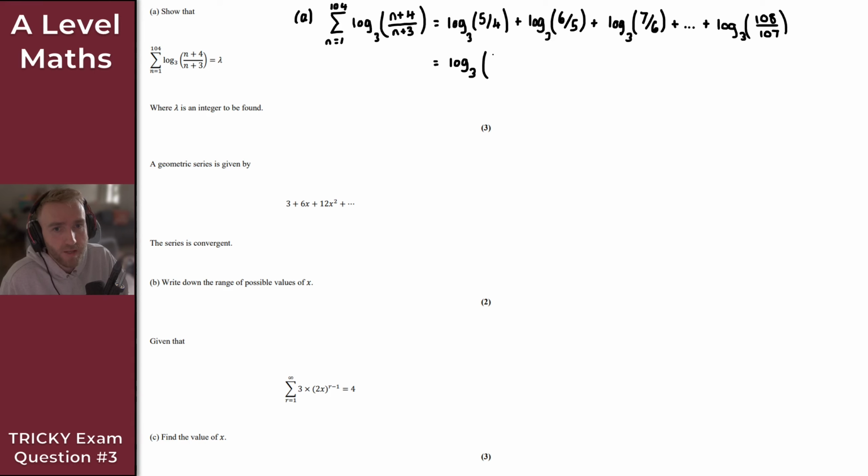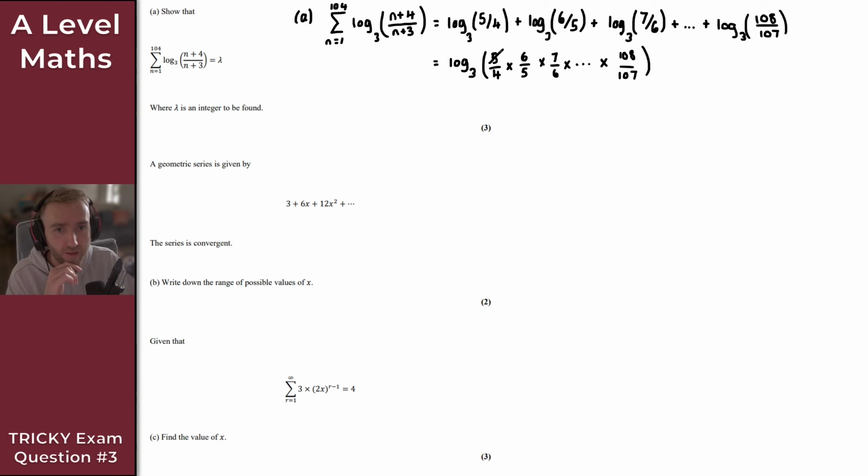And what we get here then is 5 over 4 times 6 over 5 times 7 over 6, and so on, all the way up to the very last term of 108 over 107. And this goes up to the very last term here of 108 all over 107. Perfect. And hopefully what you recognize here then is that a lot of things are going to cancel down.